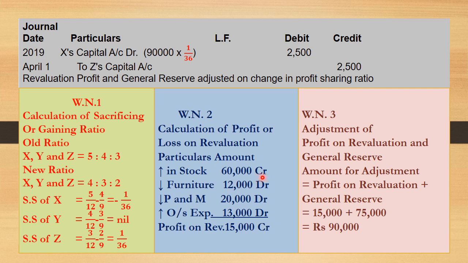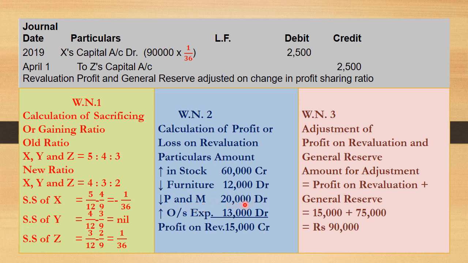That's why I'm writing credit here. And the second thing given to us is furniture. Value of furniture is reduced by 12,000. If value of furniture reduces, it will be termed as loss, and losses are to be written on the debit side of revaluation account. Third thing is decrease in the value of plant and machinery.